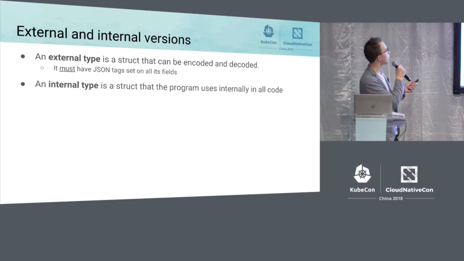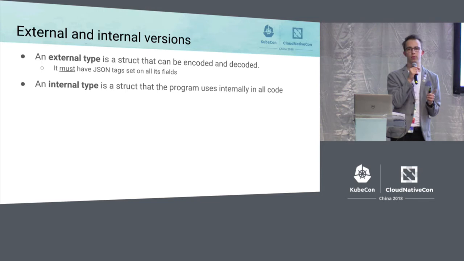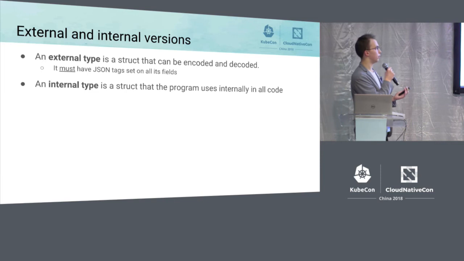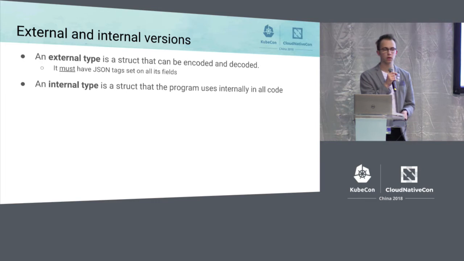So an internal type, there should be only one internal type in the system. In the component, there should be this one internal struct that is never written anywhere. It's never read from any place. It's only used by the component itself. And that's why it should not have JSON tags.